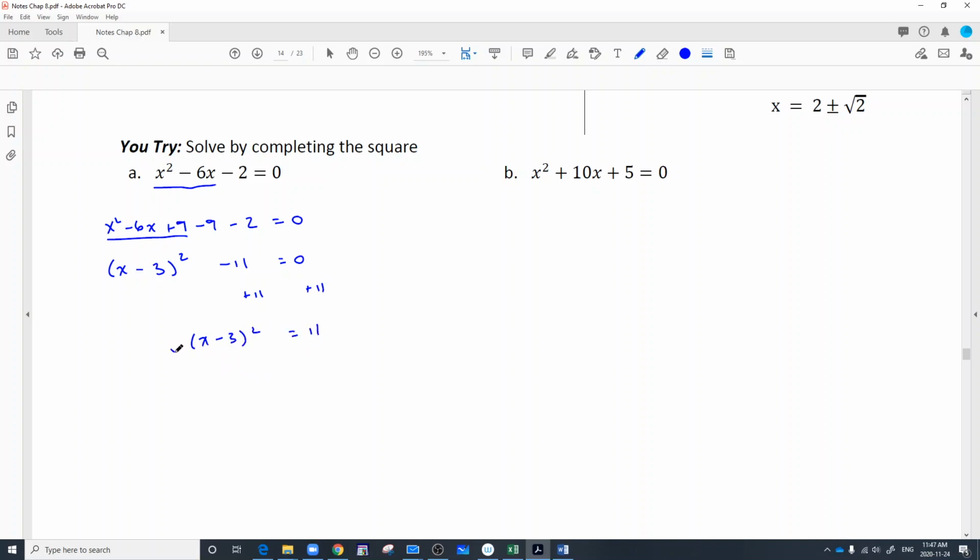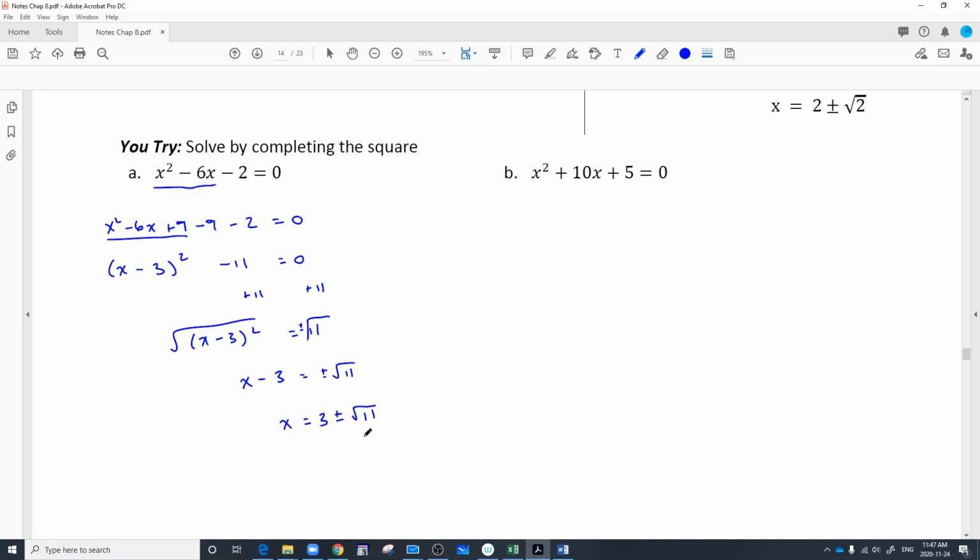Then I'm going to take the square root of both sides. Make sure you put a plus minus. You get x minus 3 is equal to, that looks like a 5, but it's a 3. There we go. Is equal to plus or minus the square root of 11. And then I'm going to add 3 to finish. So I have two x-intercepts, one at 3 plus root 11 and one at 3 minus root 11.